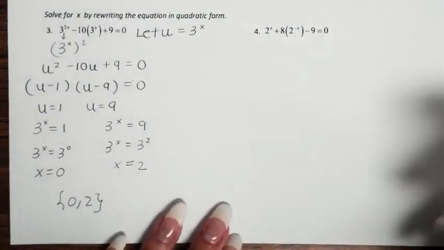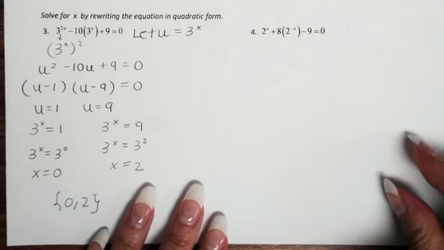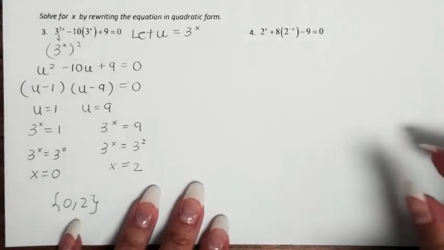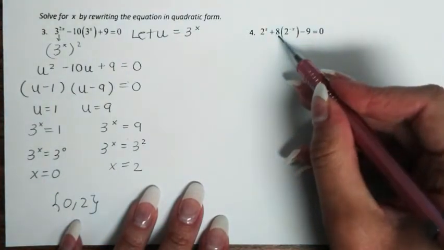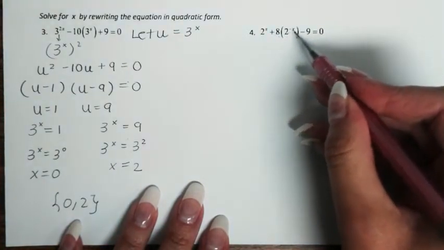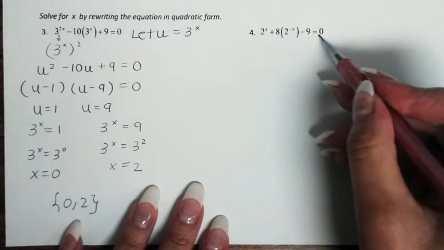Okay, so let's move on to number 4 so you can see that we can do this in different ways. So for 4, you're going to tell me, well, this one is 2 to the power of x plus 8 times 2 to the power of negative x minus 9 equals 0.